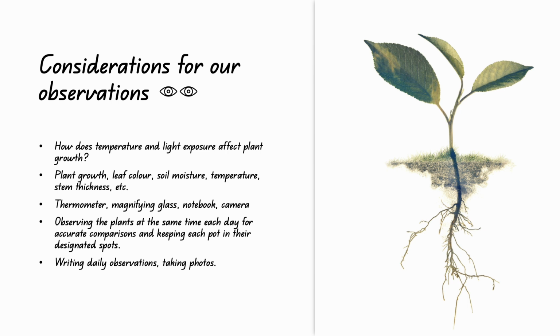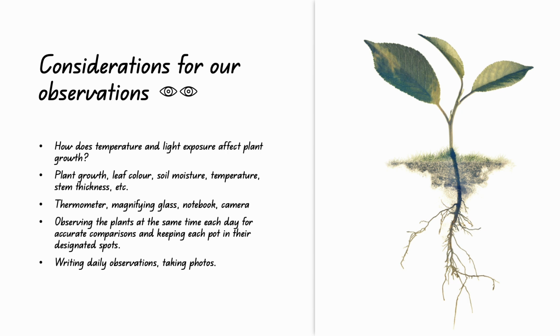Our observation criteria are things like plant growth, leaf color, soil moisture, temperature, stem thickness, and there are even more things we may observe. We will utilize tools such as a thermometer, a magnifying glass, a notebook, and a camera.